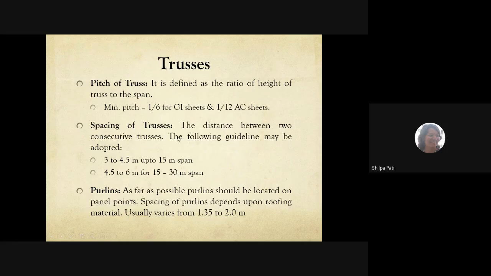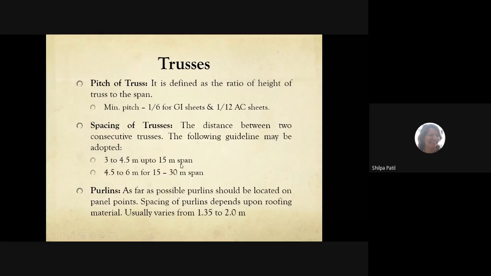Then spacing of the trusses. The spacing also has a limitation depending upon the span we are providing. Spacing is nothing but the distance between two consecutive trusses, and for a 15-meter span, 3 to 4.5 meter spacing can be adopted. For 15 to 30 meter span of the truss, 4.5 to 6 meter spacing of the trusses can be adopted. Again, if I go on increasing the spacing between the trusses, these sheets will deflect more and more, because these sheets are actually resting on the trusses. The two edges of the sheets are resting on two consecutive trusses.